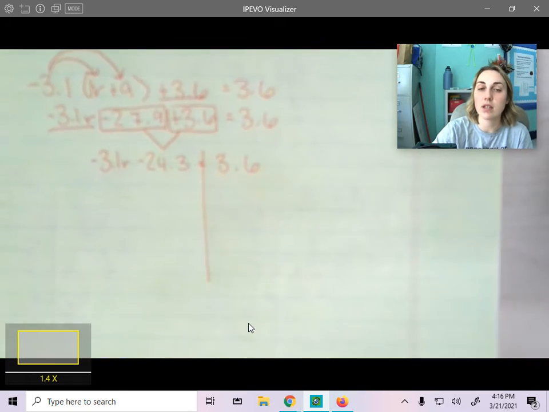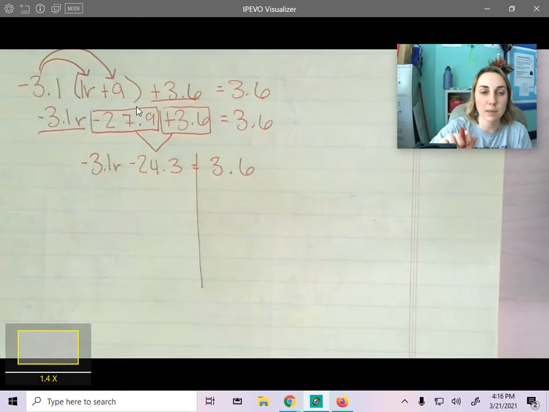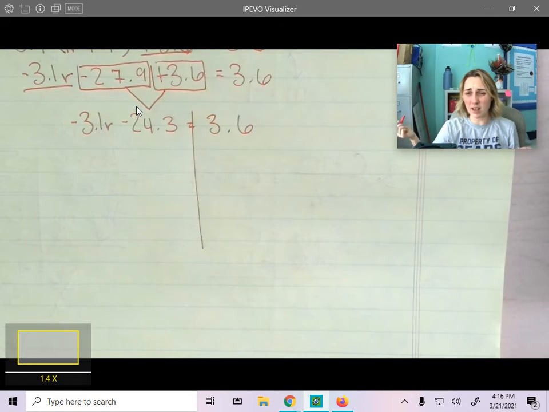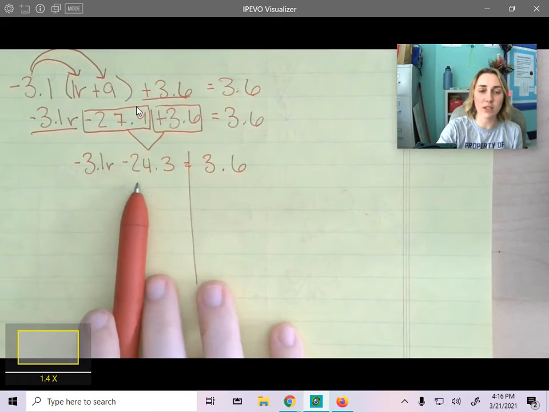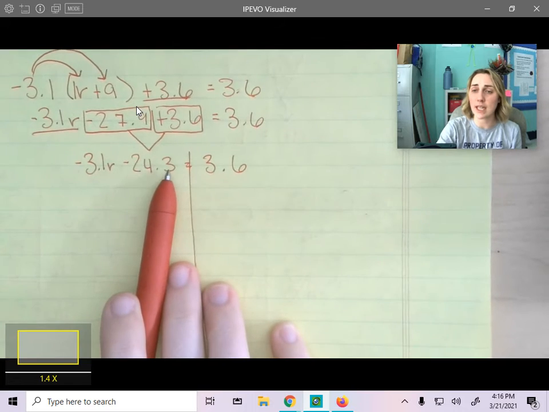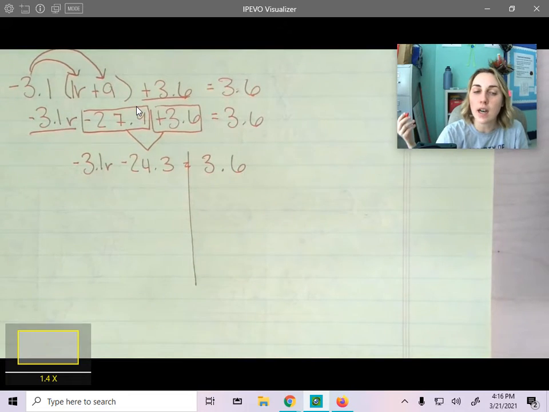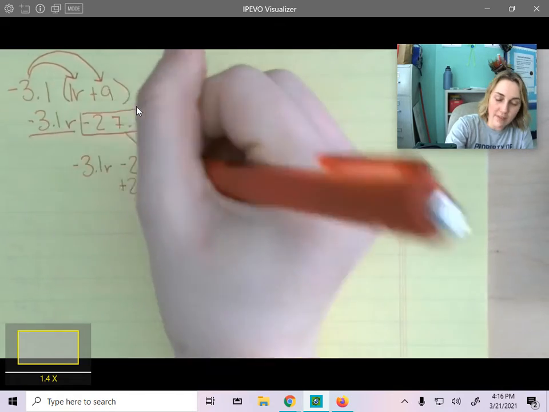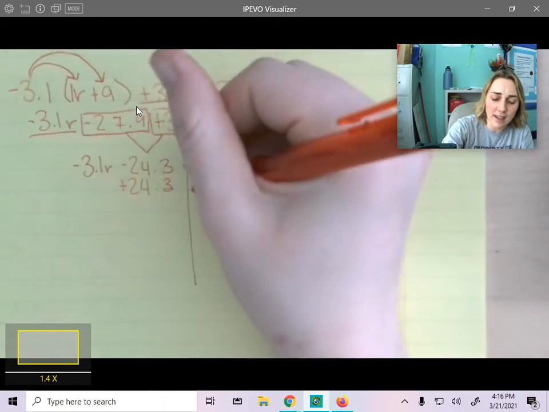I have a two-step equation. So let's go ahead and solve it. According to my two-step equation, remember, I have to get rid of the constant first. In this case, the constant is going to be -24 3/10. So I need to do the opposite of subtraction, which is addition. If I do that on one side, I have to do it on the other side.